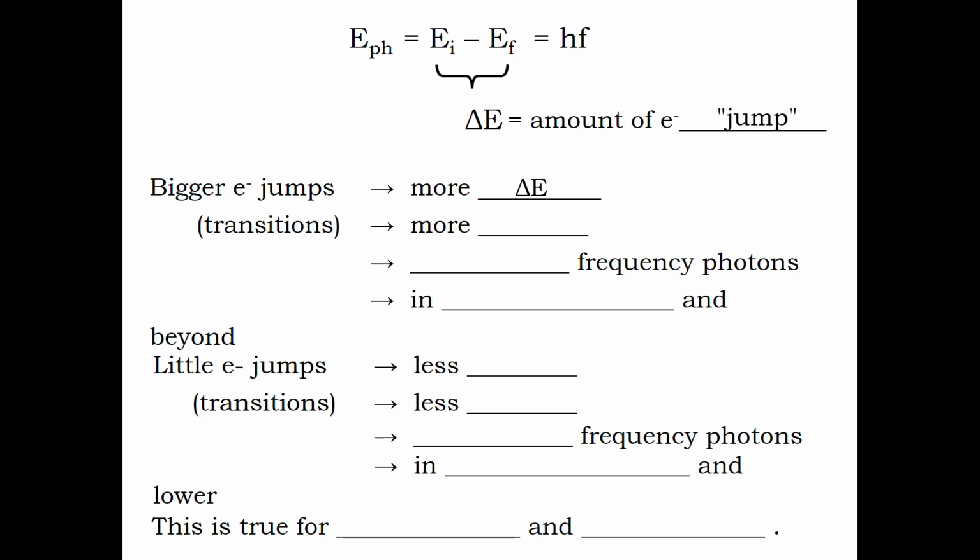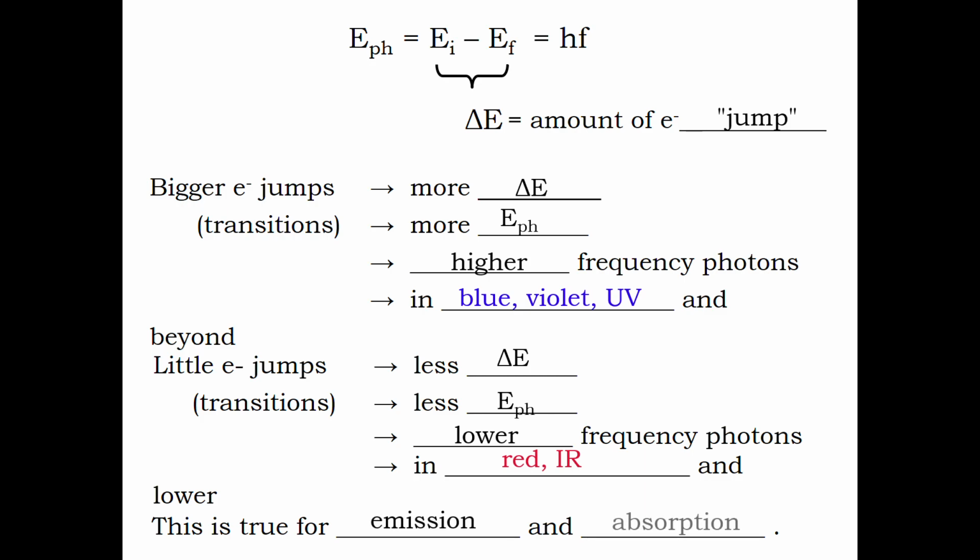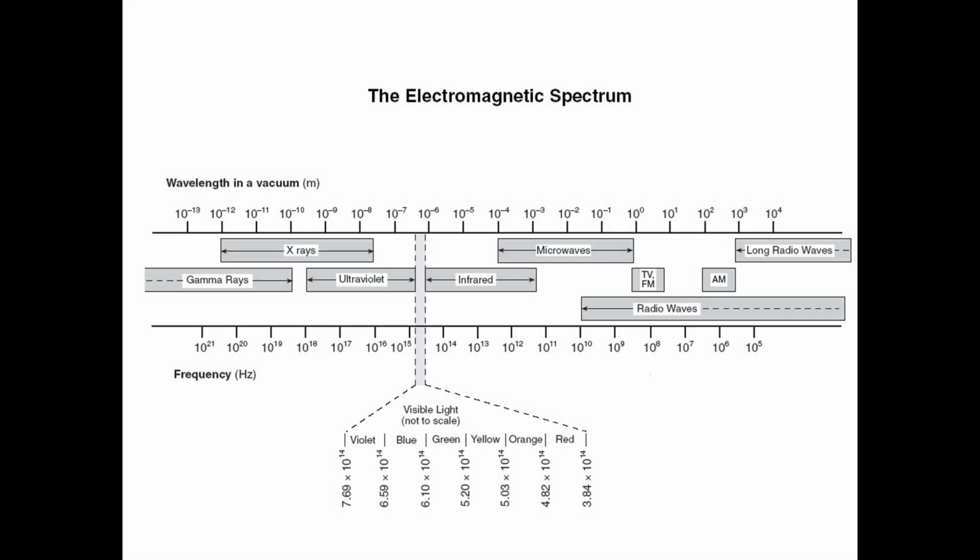Okay, so the change in the amount of energy equals the size of the jump. The bigger the jump, the more the change in energy. The more energy the photon has, the higher the frequency, so that's going to be like blue light, violet, ultraviolet. If it's a big jump, that's the type of photon it's going to release. Little jumps are less energy, so there's not as much energy in the photon, so it's going to have a lower frequency, closer to red or infrared or even orange colors. This is true for emission and absorption, so it'll either absorb a blue light or release a blue light depending on whether it's jumping down or absorbing.